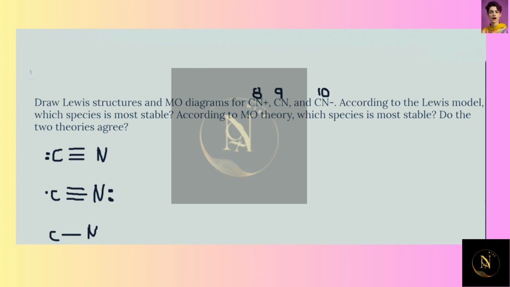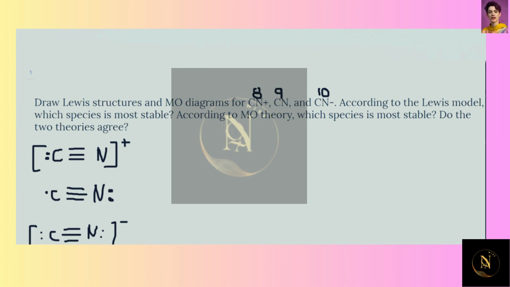And then for CN minus, we draw these 6 in the middle, and we have 4 left over, so we can fulfill each octet. So let's keep in mind that these are minus and these are our plus.